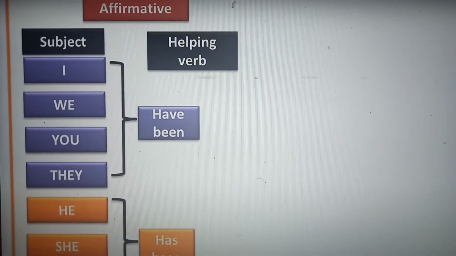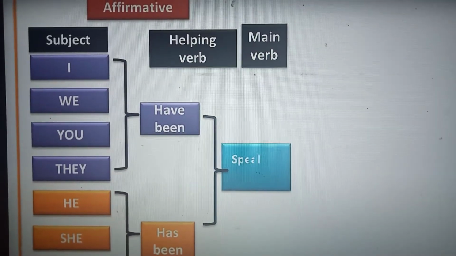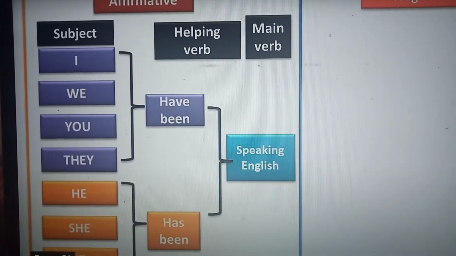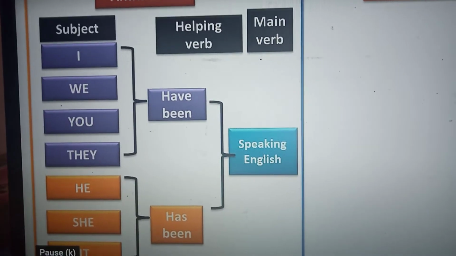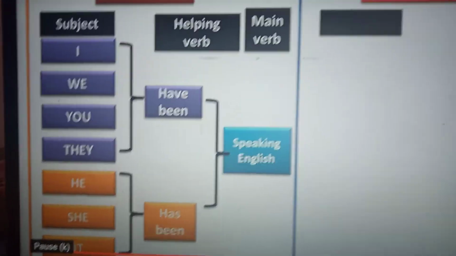Next is the same thing, that is, we are going to learn how to change it. I have been speaking English. You have been speaking. When she, he comes, has is singular. She has been speaking. It has been speaking.